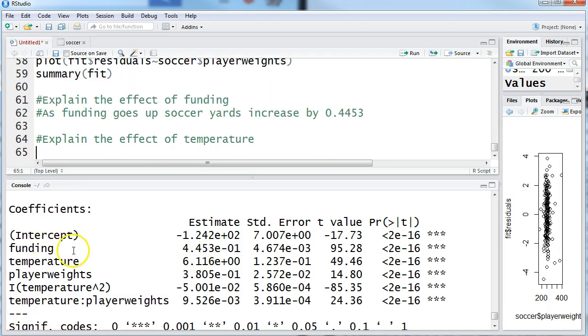But let's go to temperature. This one's going to be harder. How much harder? Well, we have a quadratic, and we also have an interaction. So I am definitely going to want to try to explain this with a plot.